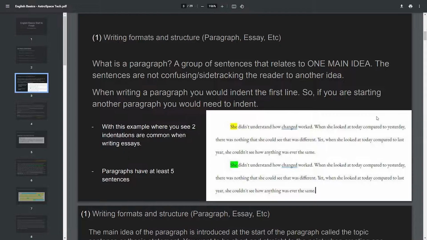So what is a paragraph? A group of sentences that relates to one main idea. The sentences are not confusing and sidetracking the reader to another idea. When writing a paragraph, you would indent the first line. So if you're starting another paragraph, you would need to indent.